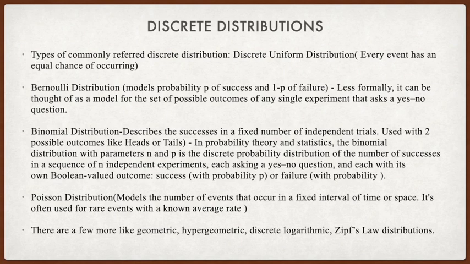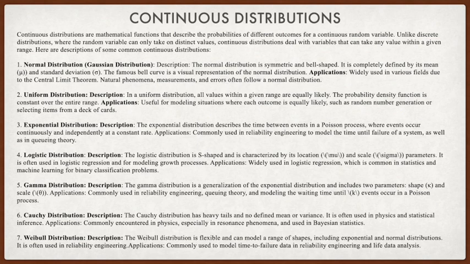There are a few more, like geometric, hypergeometric, discrete logarithmic, and Zipf's law distributions, which are all discrete distributions. Continuous distributions are normal distribution, uniform distribution, exponential distribution, logistic distribution, gamma distribution, Cauchy distribution, Weibull distribution. Each one's description is given, and the normal distribution has been discussed previously, and other types of distribution we will see soon.